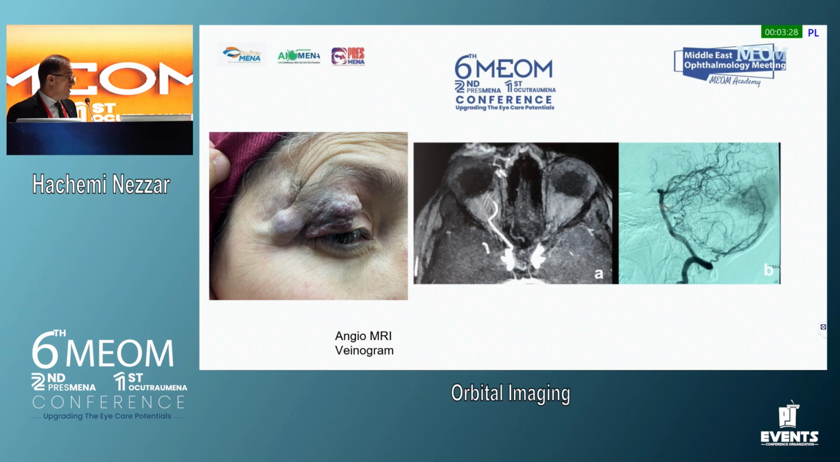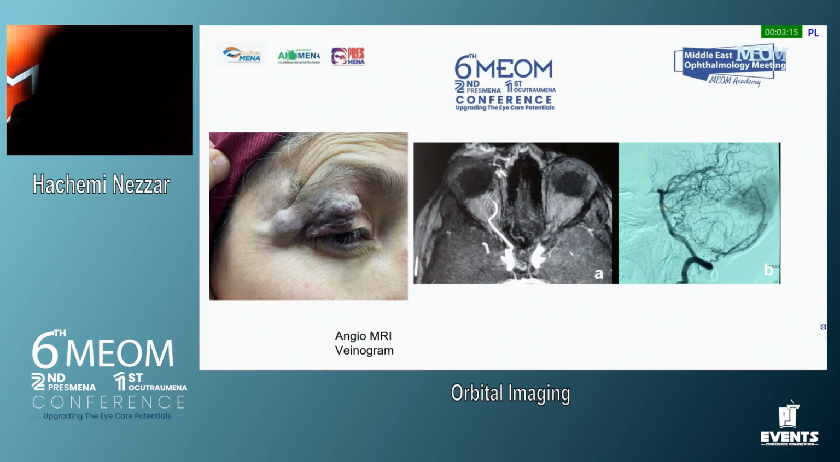So the MRI can be used to analyze the vasculature of the orbit. It can be venous evaluation or arterial evaluation. We have a patient here with a large angioma. You can see whether there is an intraorbital extension or not to define your treatment.